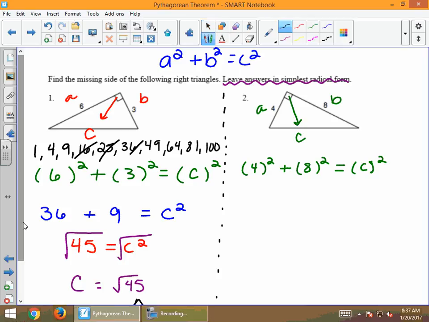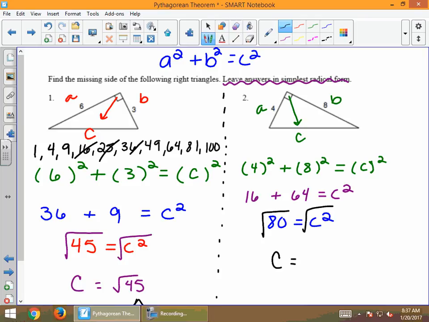And then go ahead and just clean that up. We're going to do 4 squared is 16, 8 squared is 64, we have no idea what c squared is, so we just leave it as c squared. 16 plus 64 is 80. And again, to get rid of that exponent, we have to do the opposite. So we're going to square root both sides. When we square root c squared, it makes the exponent go away, so we're just left with c.